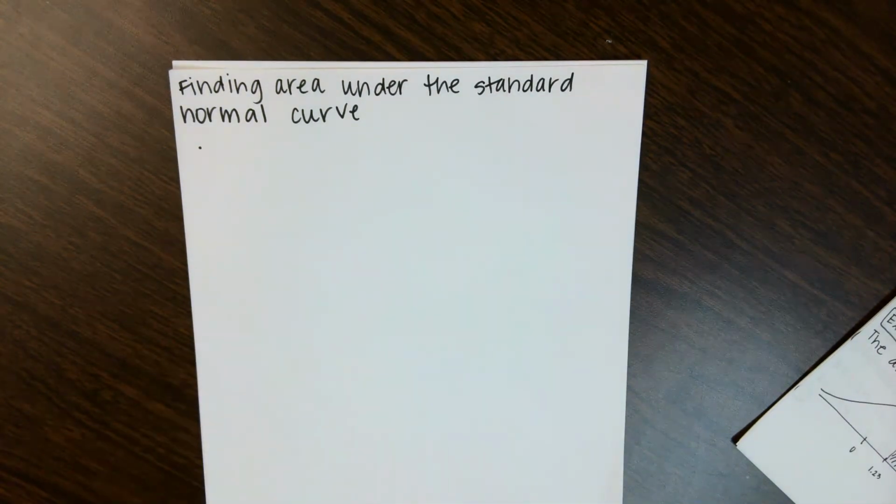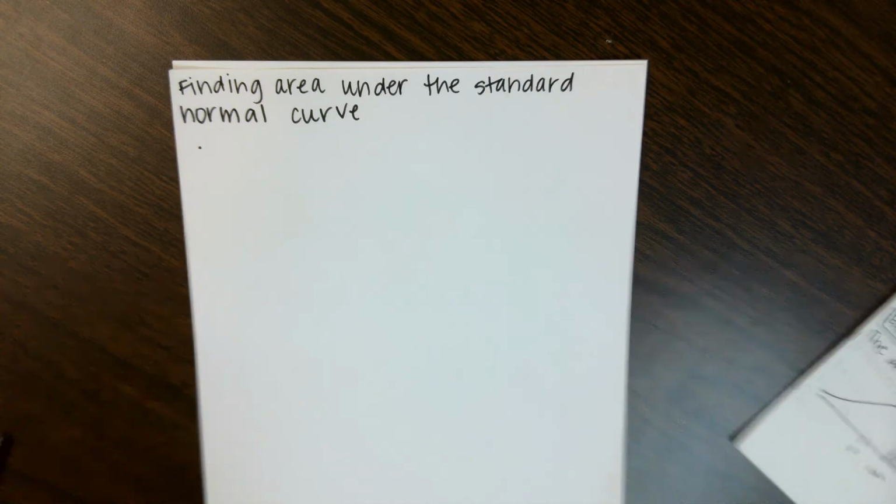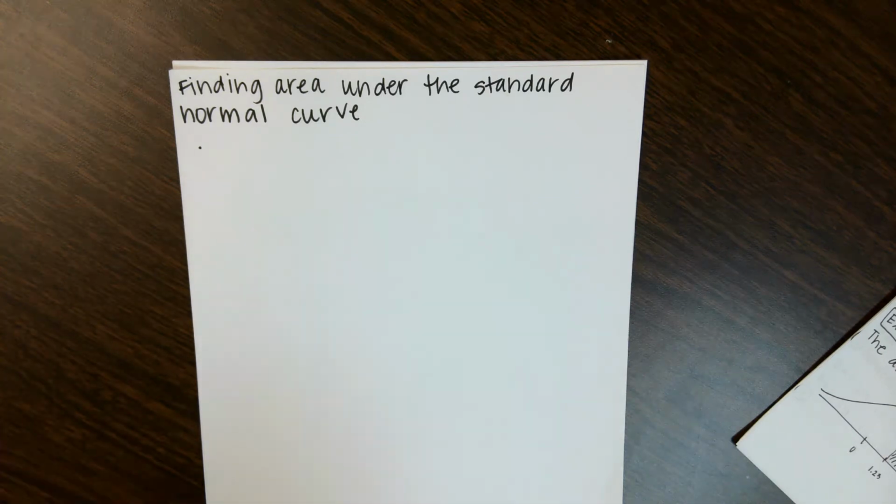Okay. Yeah, we're going to be finding the area under the standard normal curve. The standard normal curve is the one where your mean is 0, your standard deviation is 1, and the area is 1. But how do we find the area whenever we're given a certain z-score?